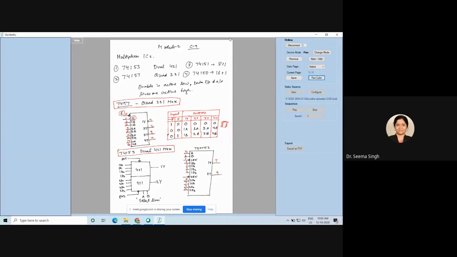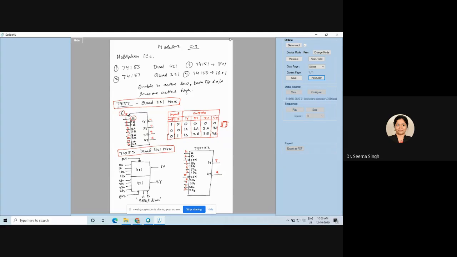Pin number 15 is your second enable pin. So you can see I did not show the connection for 8 and 16. Pin number 8 and pin number 16 are reserved for VCC and ground. And how many pin IC is this? This is a 16 pin IC. Okay, so we are able to see the internal diagram of 74153.